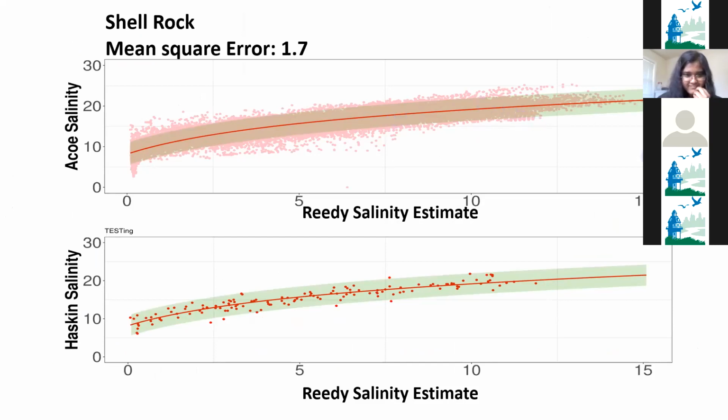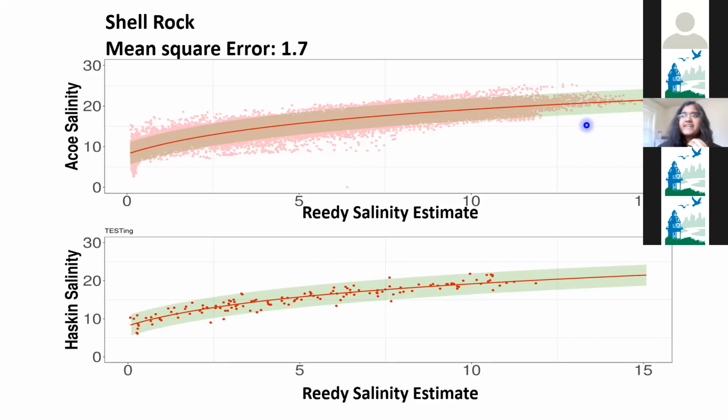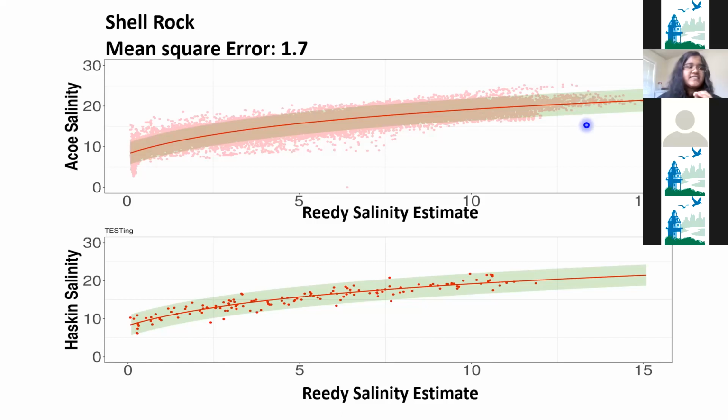All right. We have another question. Are all the measurements and predictions at the same level in the water column? Yes. Reedy is at 1.652 meters, and for the other sites it's 0.5 to 1 meters depth.